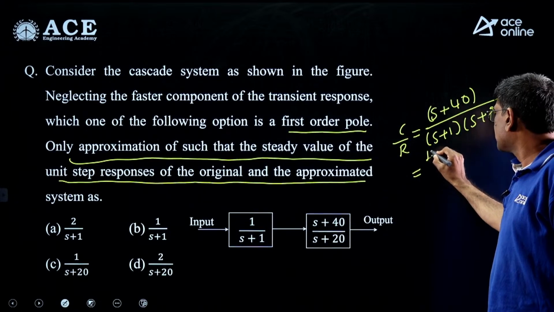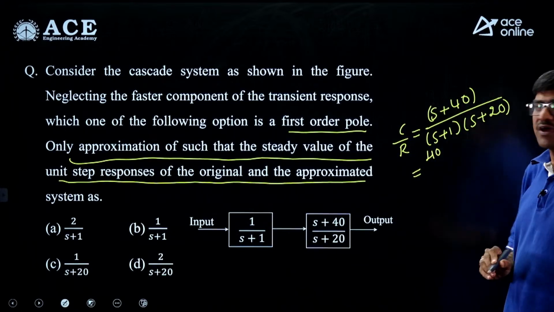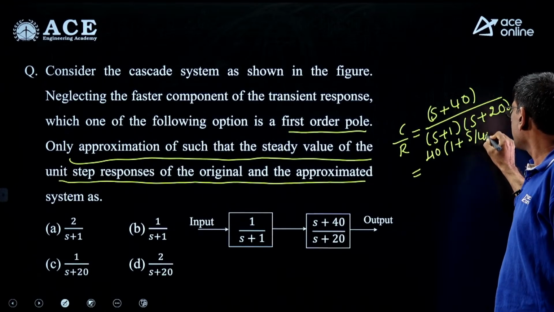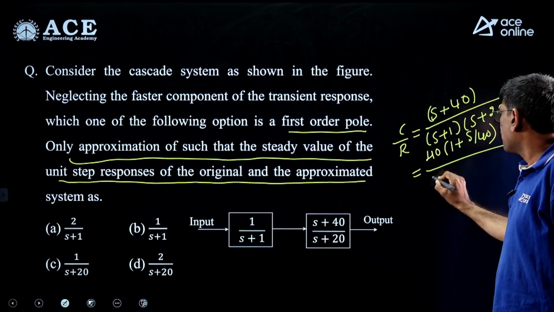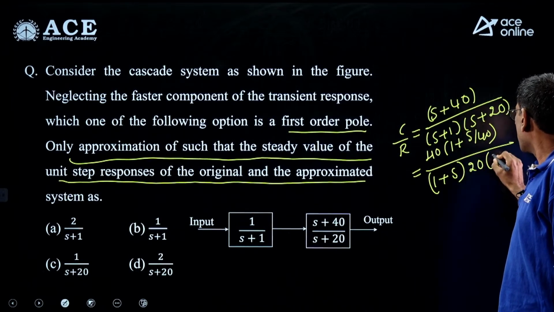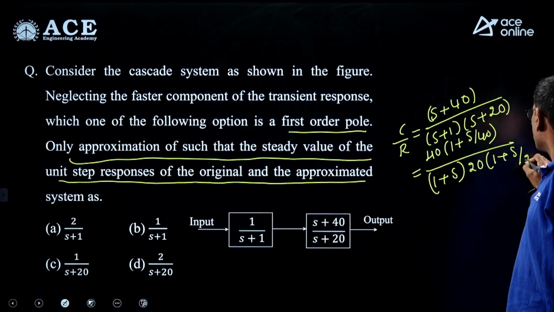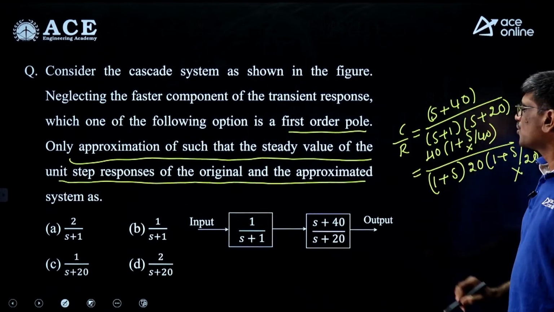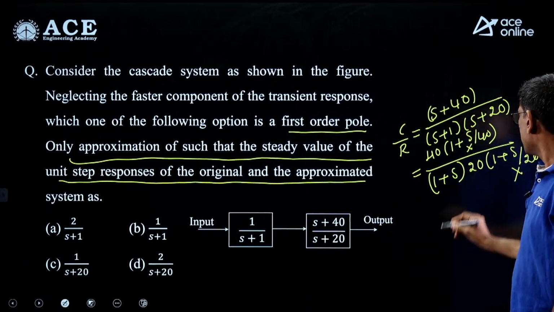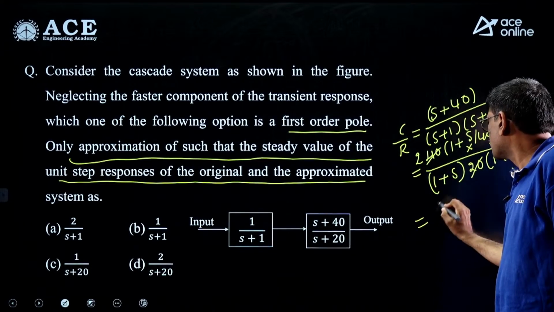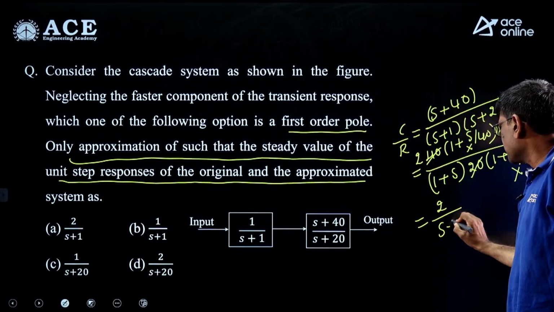To find the system gain, the given function must be converted into time constant form: 1 plus S by 40, divided by 1 plus S as it is, and here 20 taken common, 1 plus S by 20. So, here we can neglect this insignificant pole, we can neglect this 0 because we consider only poles. Then if you solve this, 40 by 20 means 2. So, that means 2 by S plus 1 is the answer.